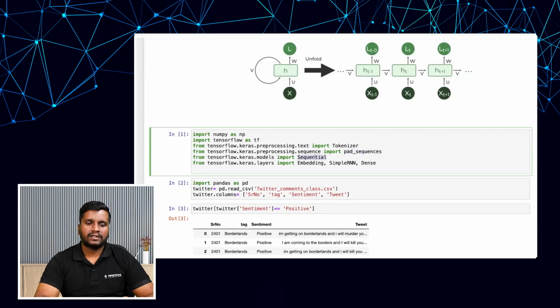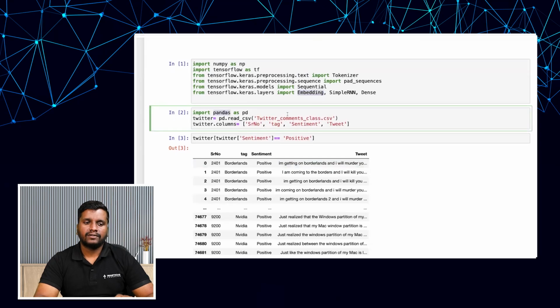We are using the sequential architecture to build up multiple layers. Here we are using the embedding layer, simple RNN, and dense. What is embedding? Embedding is used to convert textual information into meaningful information. It helps us to store semantic or meaningful information from text data.